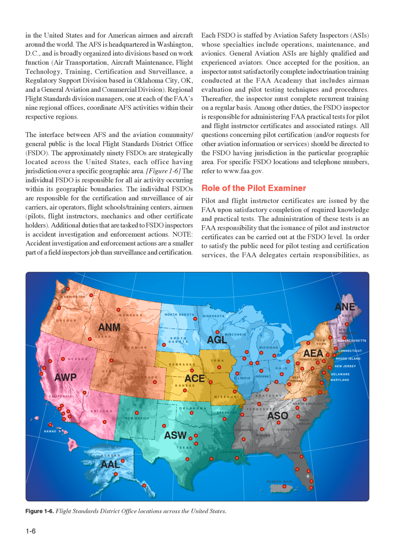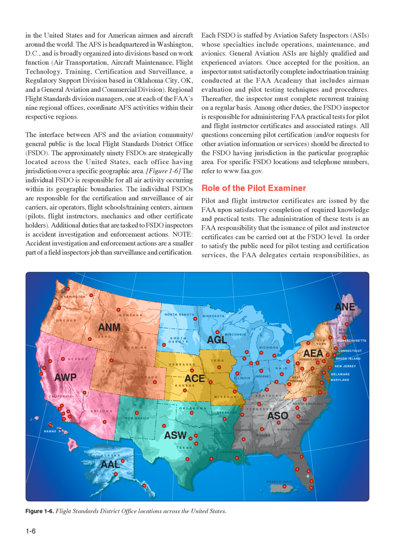The individual FSDOs are responsible for the certification and surveillance of air carriers, air operators, flight schools/training centers, airmen, pilots, flight instructors, mechanics, and other certificate holders. Additional duties tasked to FSDO inspectors are accident investigation and enforcement actions. Note: accident investigation and enforcement actions are a smaller part of a field inspector's job than surveillance and certification. Each FSDO is staffed by aviation safety inspectors, ASIs, whose specialties include operations, maintenance, and avionics. General aviation ASIs are highly qualified and experienced aviators.